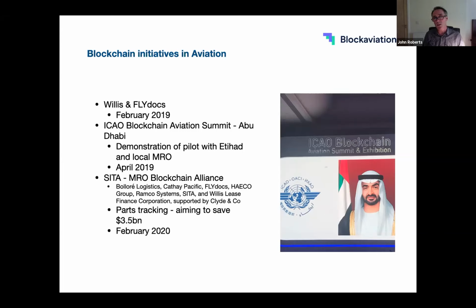The ICAO ran a blockchain aviation summit in Abu Dhabi in April 2019. We were at that summit. It was a 3-day summit in Abu Dhabi, which had a lot of consultancies at it, again, extolling the virtues of blockchain technology and how it can change things in the future. There was also a demonstration of a pilot with Etihad and a local MRO. There was a Hong Kong-based company that demonstrated that pilot.